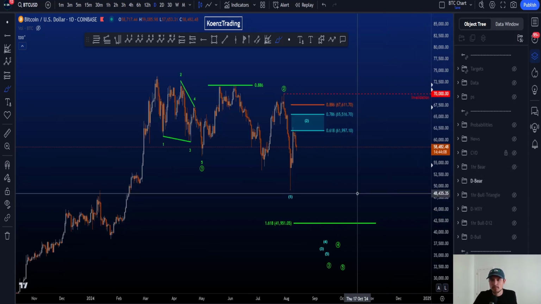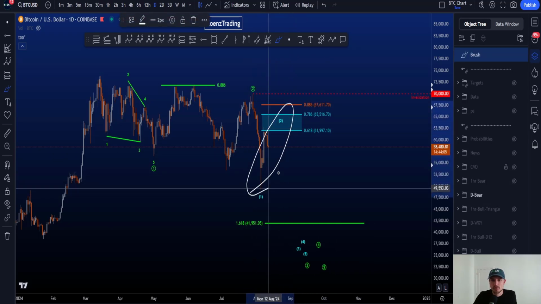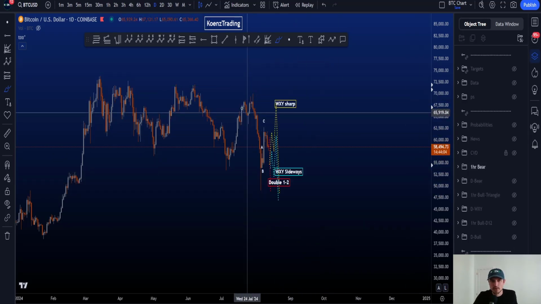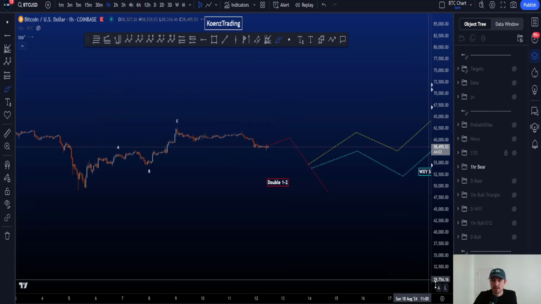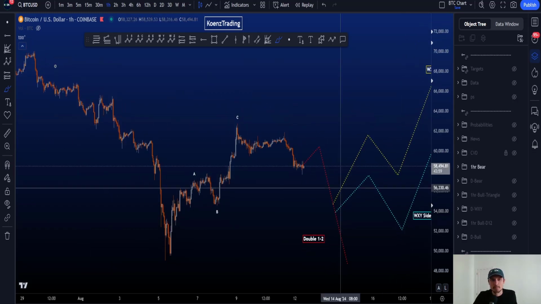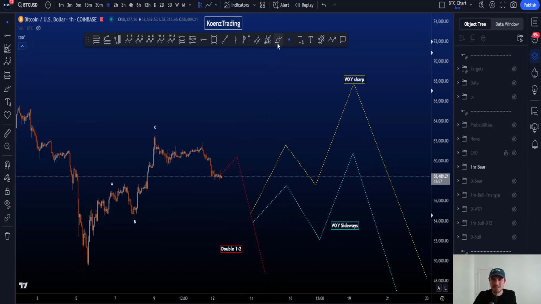And if we then zoom in to this wave 2 here, there's a couple of scenarios possible, and this might be a little bit tricky, but it's because of price, not because of me, right? I'm trying to explain the best way I can.